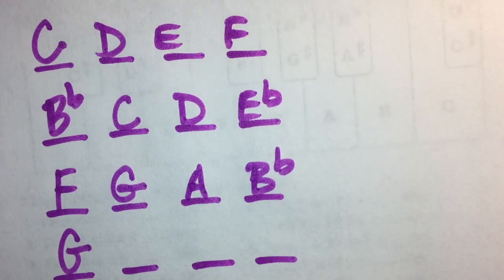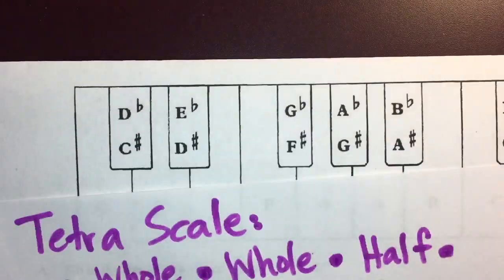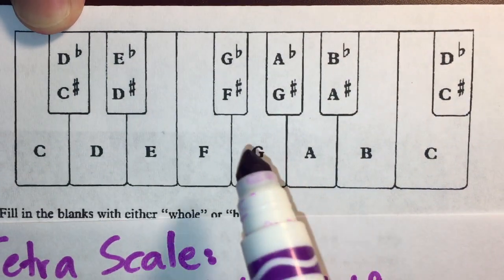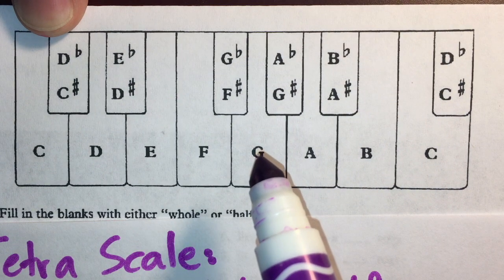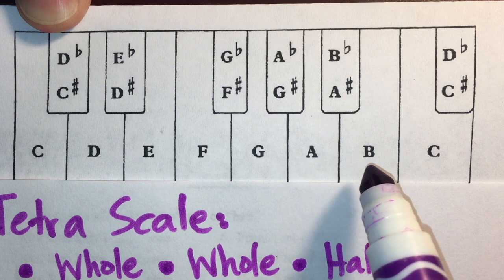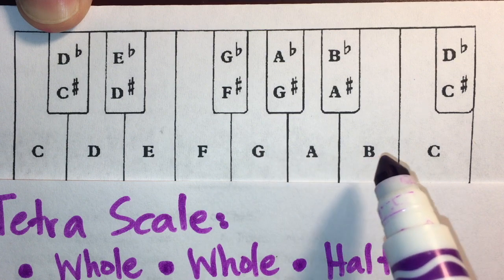Let's try one from G. G. Whole step up from G is A. Whole step up from A is B. And then a half step up from B is C. G, A, B, C.